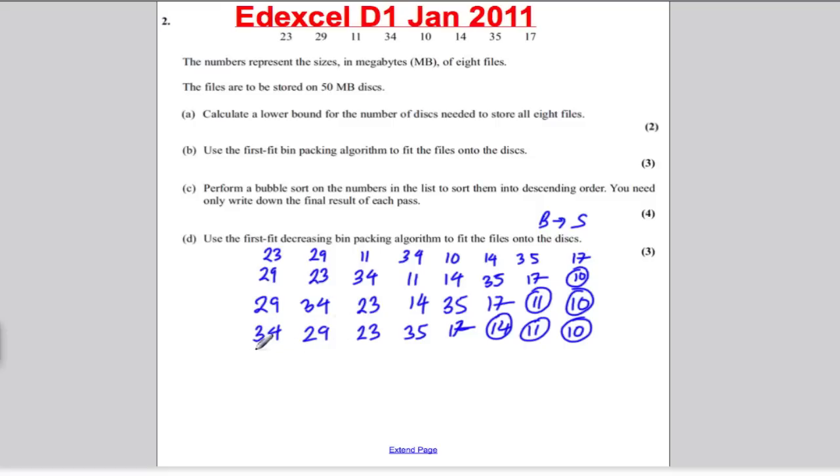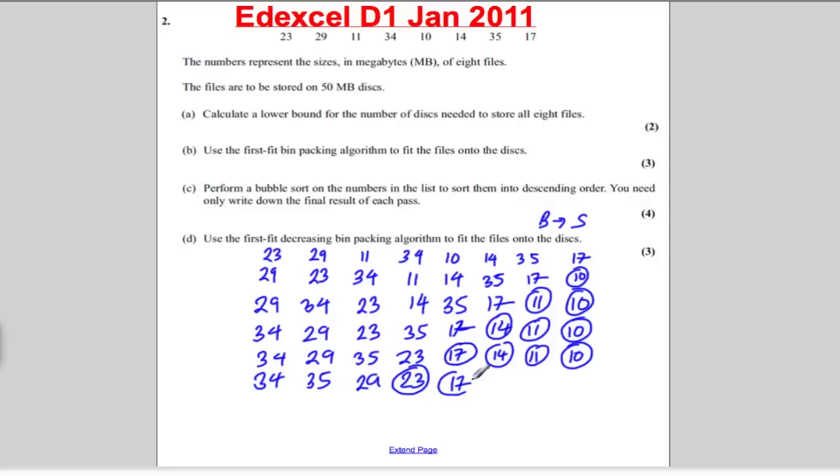Okay, these two, no need to make a swap. These two, no need to make a swap. These two need to get that 35 moving forward. The 23 against the 17, no need to make a swap. And the 17 is confirmed as the next smallest number. Okay, no need to make a swap here. Yes, we should make a swap here. 35 goes there. 29 against 23, no need to make a swap. And 23 is confirmed as the next smallest number.